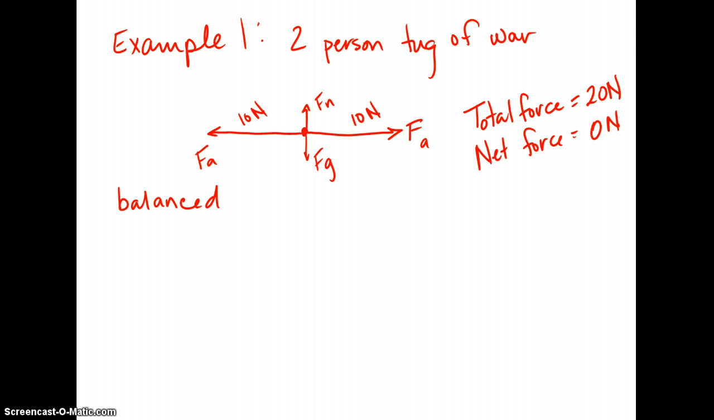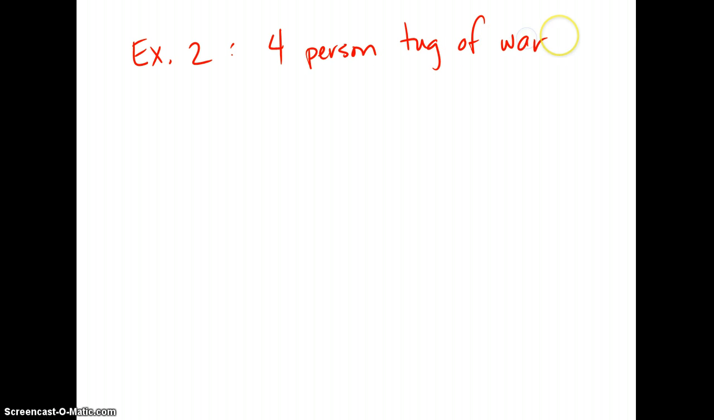So let's take a look at example number 2. In example number 2, you have a 4-person tug of war. Okay, so in this case, we're going to draw a force diagram, but it's going to be a little bit different. So again, we have our normal force from the rope lying on our hand. We have gravitational force, and now take a look at this.